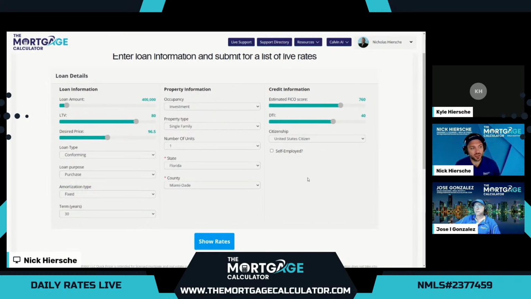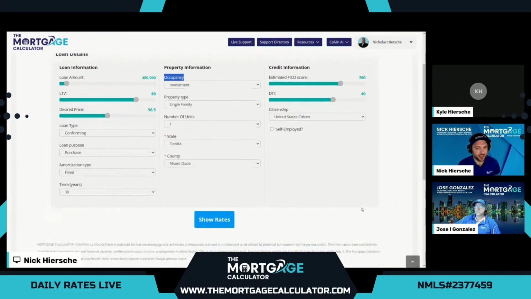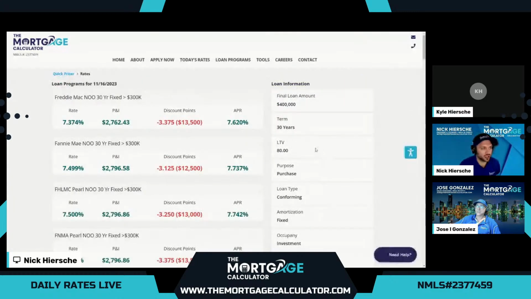We'll set the first example here as conforming. Everything's the same, but now we have investment as the occupancy. So let's see what adjustments the conventional has. All right, again, some downward momentum. That's awesome. 7.374 rate, 3.375 discount points at cost, puts the final APR at 7.620. So again, we are taking it back to the basics the last couple weeks here as conventional rates have normalized, and you see we have some great options.